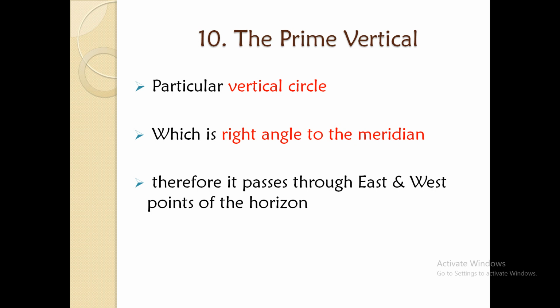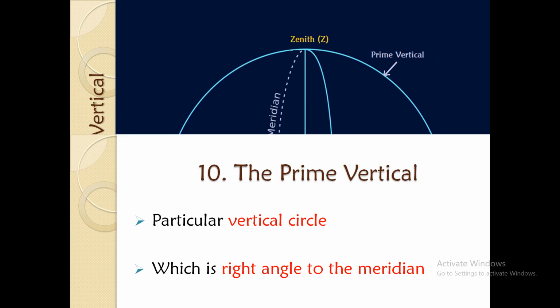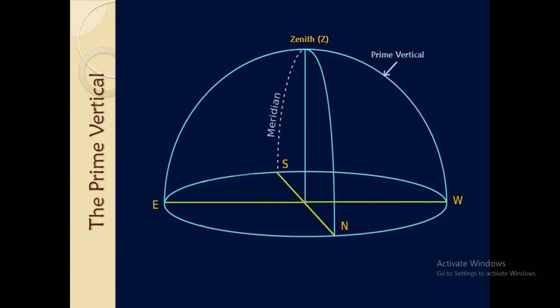The next term is the prime vertical. A prime vertical is actually a vertical circle, but it is a particular vertical circle which is right angled to the observer's meridian. Therefore, it passes through the east and west points of the horizon. So we know that if a vertical circle passing through zenith and nadir as well as through the poles, that is north and south, it is called as the observer's meridian. And if a vertical circle is perpendicular to both the celestial horizon as well as the observer's meridian, that vertical circle is called as the prime vertical.